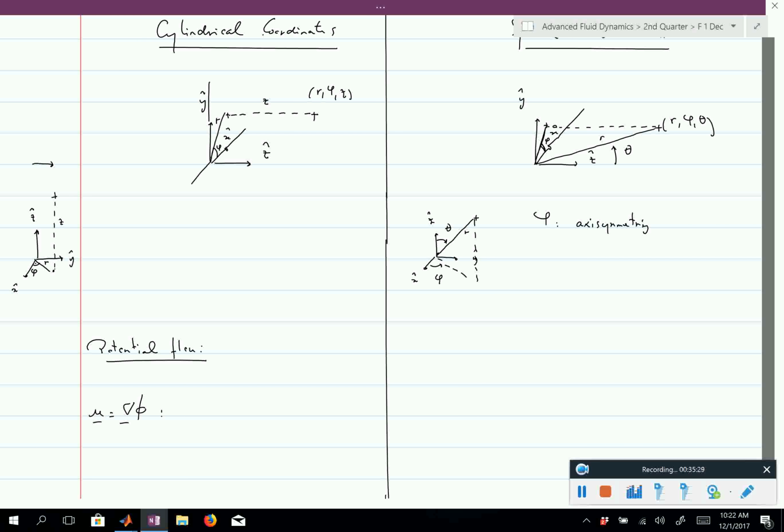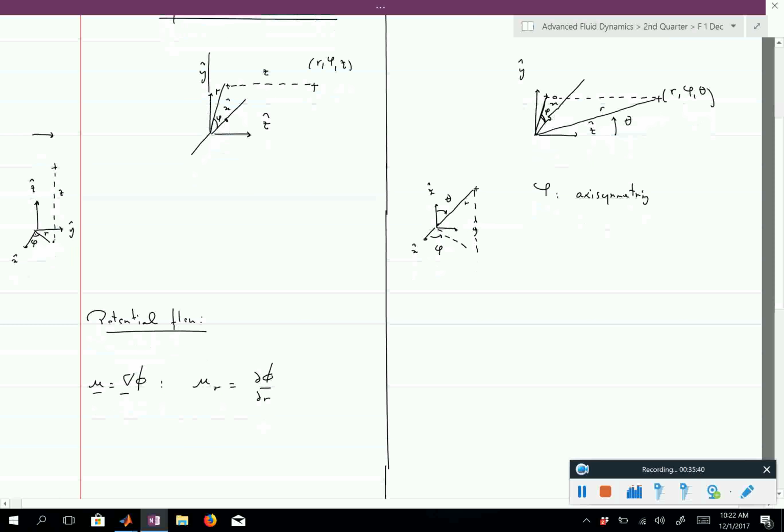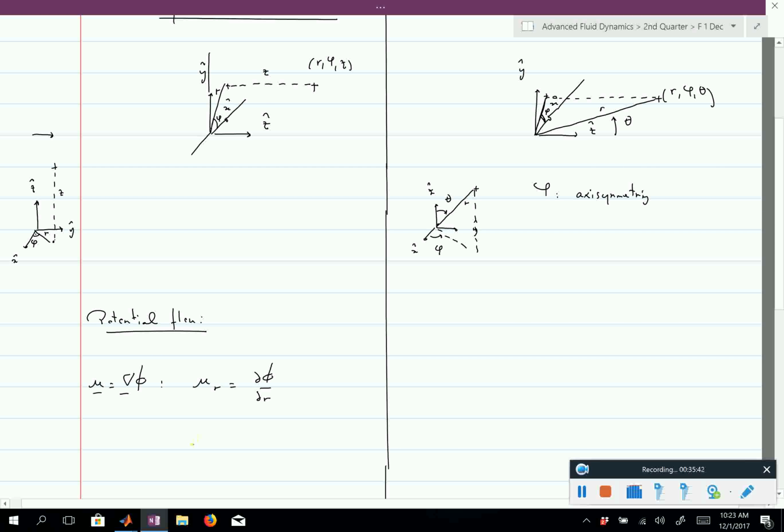So the gradient only has a non-zero component in the radial direction, and the r component is equal to d phi dr. This is just the definition of the gradient. It also has a non-zero component in the z direction, and the component is equal to d phi dz.